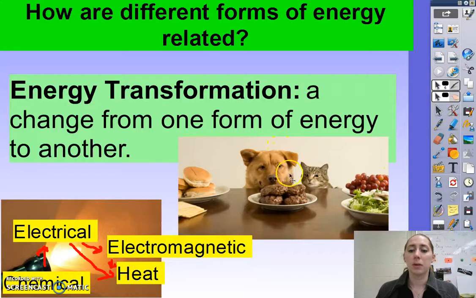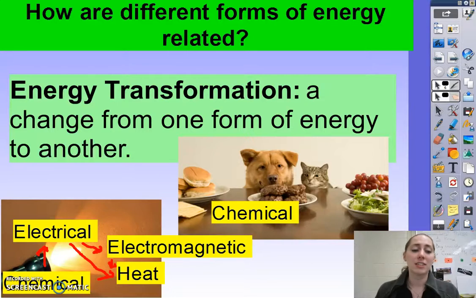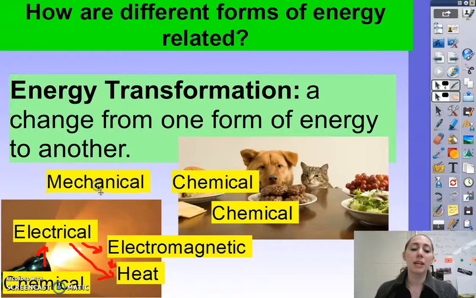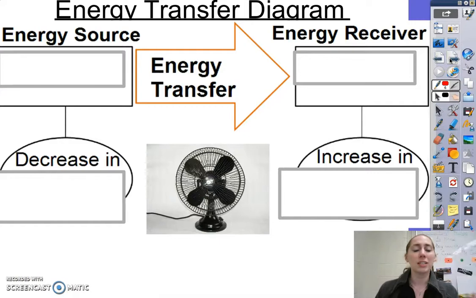Or, here with the cute puppy and the kitty looking at those burgers, in the food, there's chemical energy. If the cat and the dog were to eat the food, their body would transform it into another type of chemical energy. And then when they ran around and moved, that would be their body turning it into mechanical energy, as well as some thermal or heat energy as well. So in this case, it went from one chemical to another type of chemical energy, and then from chemical to mechanical. So we can diagram these on an energy transfer diagram.